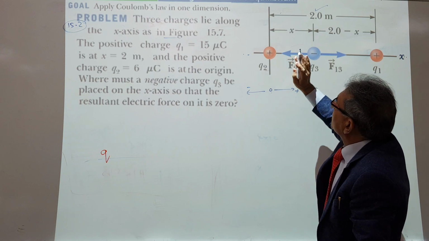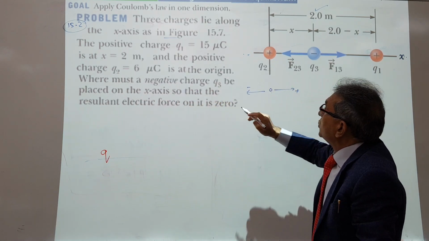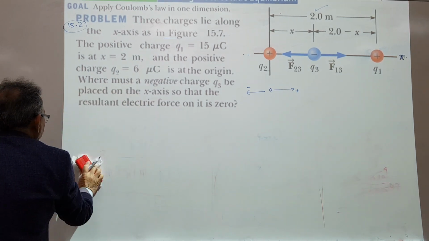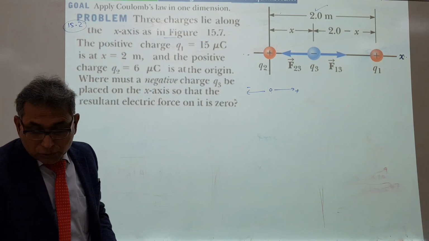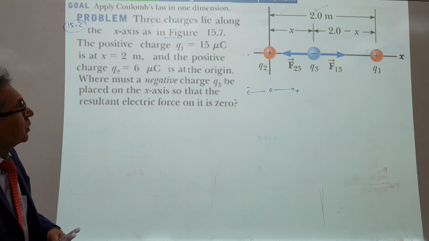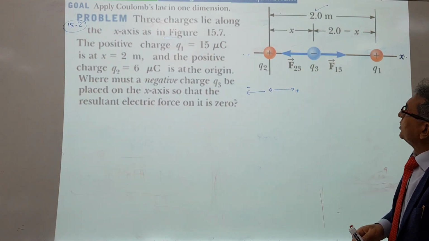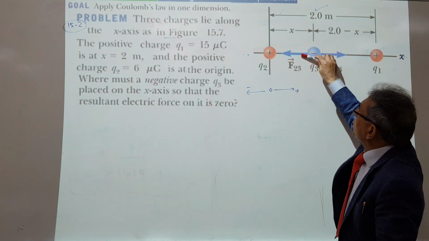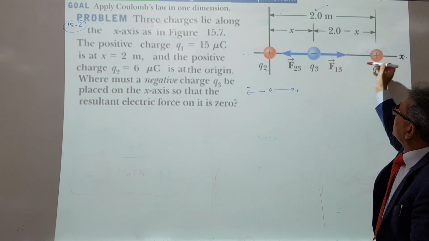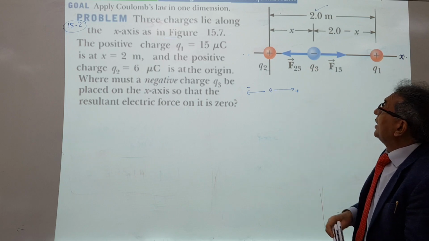This is 0 origin here. So Q2 is at the origin. Where must a negative charge Q3 be placed so that the resultant electric field on it, on Q3, should be 0? Now we have to decide the direction of the forces on Q3 due to these two charges Q1 and Q2. Positive charge, positive charge. Bad luck for this negative charge is that it is trapped between two positive charges. So this will pull it to this side and this will pull it to this side. You can easily see that the force on charge Q3 due to Q1 is this side, positive x-axis, and the force on Q3 due to Q2 is along the negative direction.